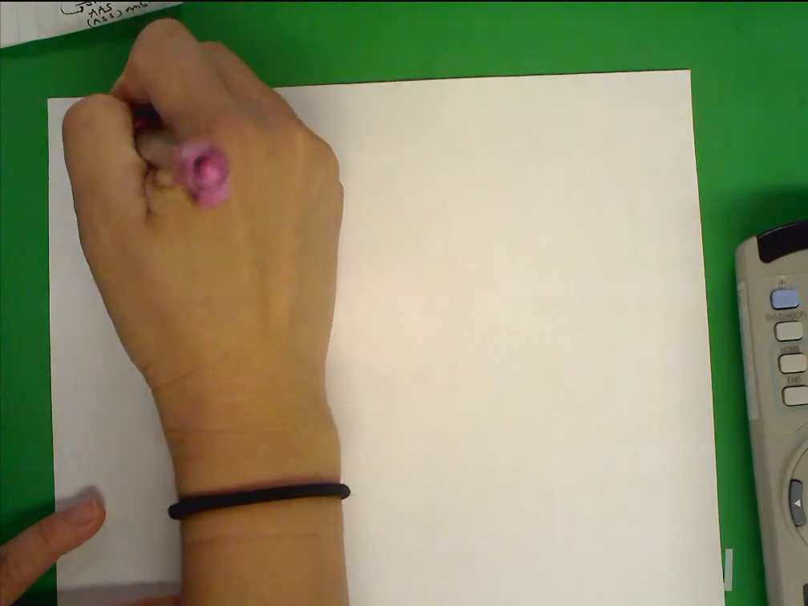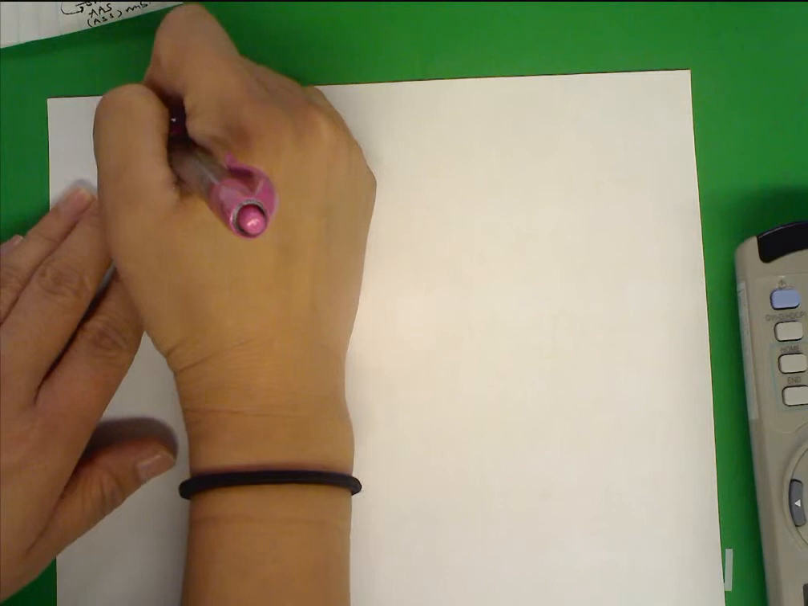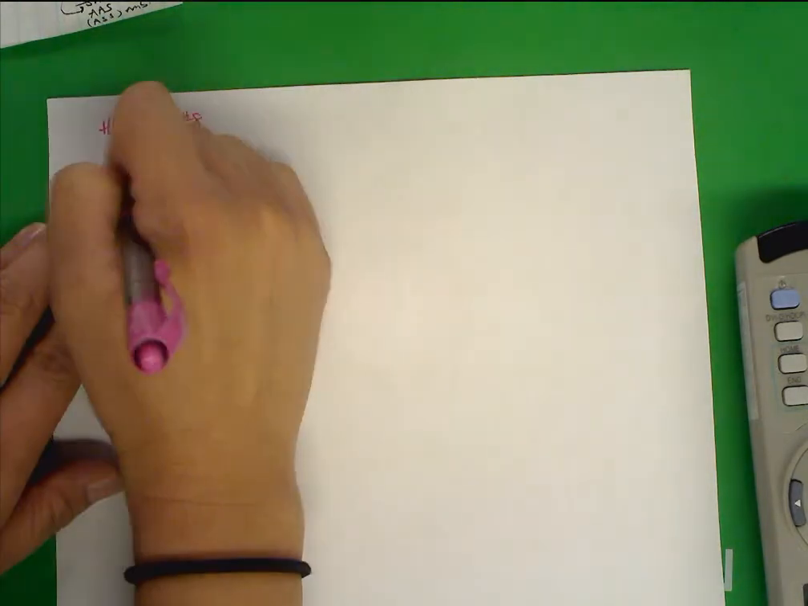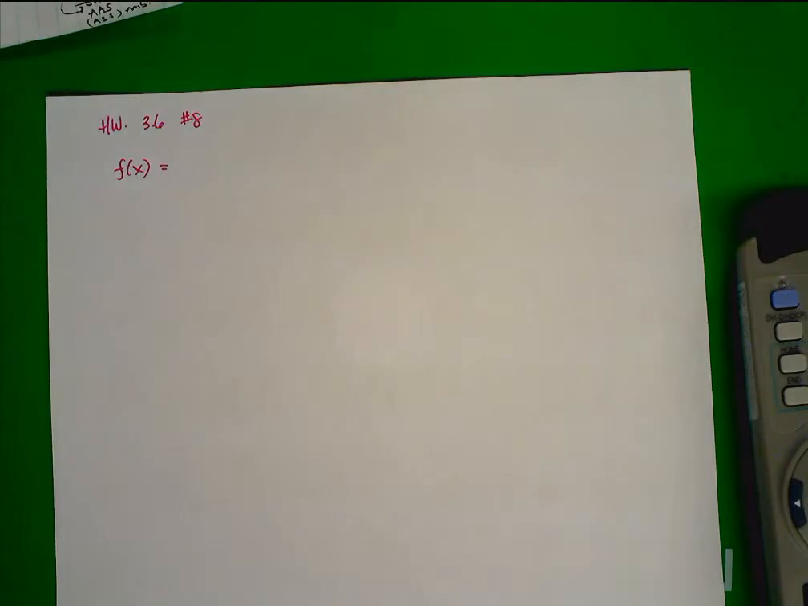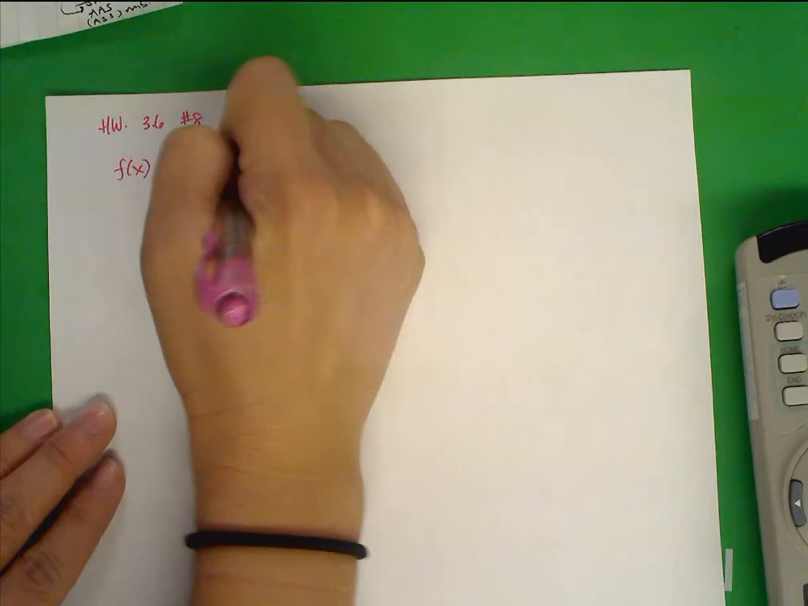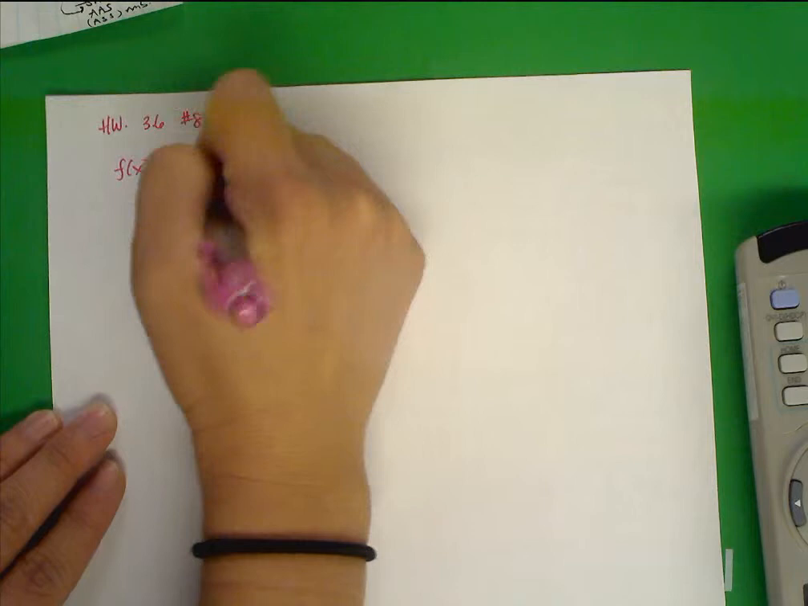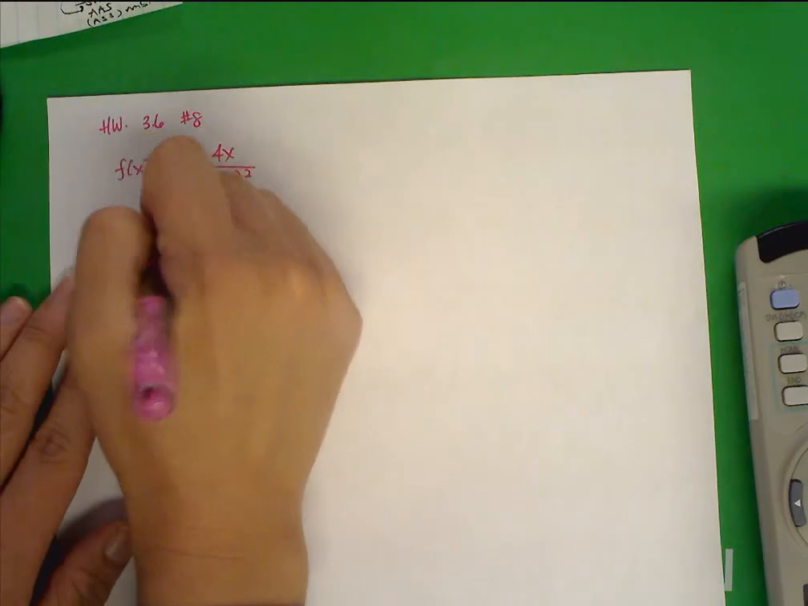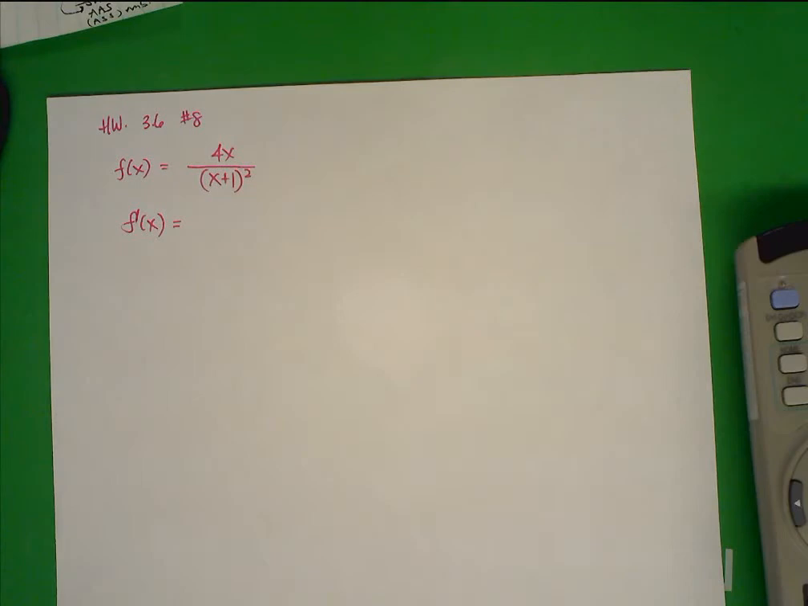Okay, somebody had a homework question from 3.6, and somebody asked about number 8. Can you tell me what the problem is? f of x equals 4x over (x plus 1) squared, the whole thing squared? Yep, quantity squared. Okay, so f prime of x is going to be, well, okay, you know what?